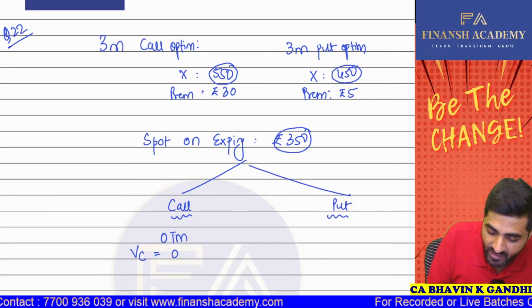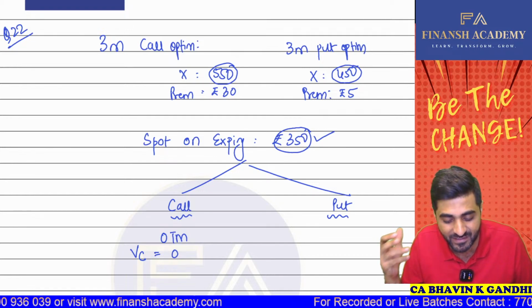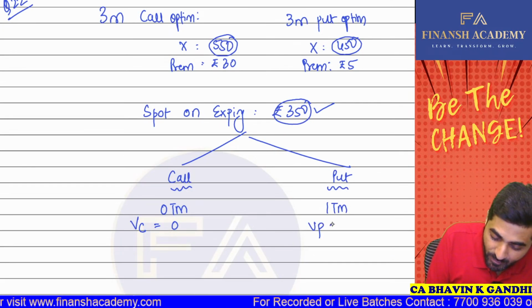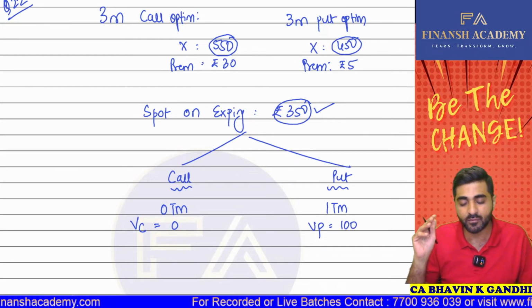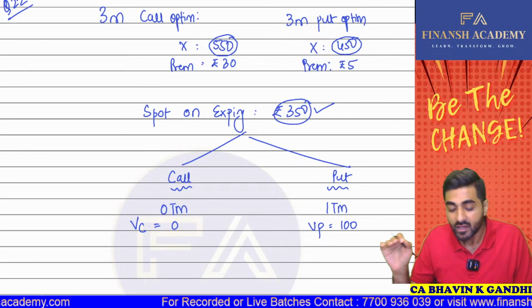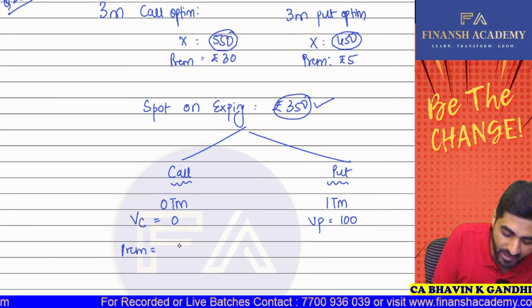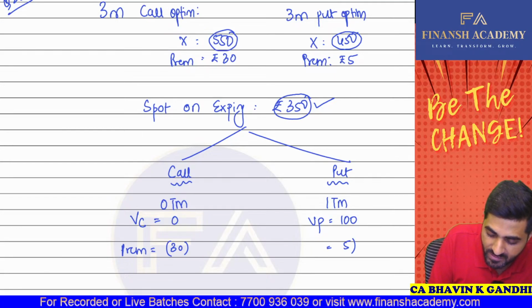And similarly, here we have a right to sell it at 450, and the spot on expiry, the market price of the equity share on expiry, is 350. Can I say this becomes in the money, and the value of the put option here is going to be 100 rupees. Okay. The value of the put option here is going to be 100 rupees. Now, my dear students, what is the premium? The premium paid here is 30 rupees and the premium paid here is 5 rupees.